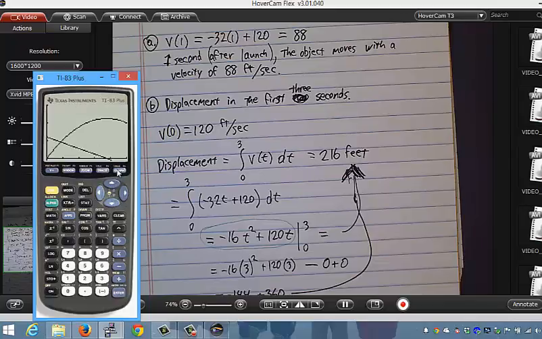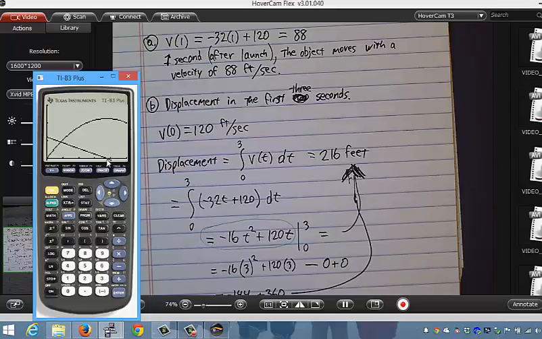Now that line represents velocity. But this curve is the actual rocket. So it takes off, and it's still getting higher and higher until it reaches its maximum point. And then actually, what happens next? Why is it coming down now?